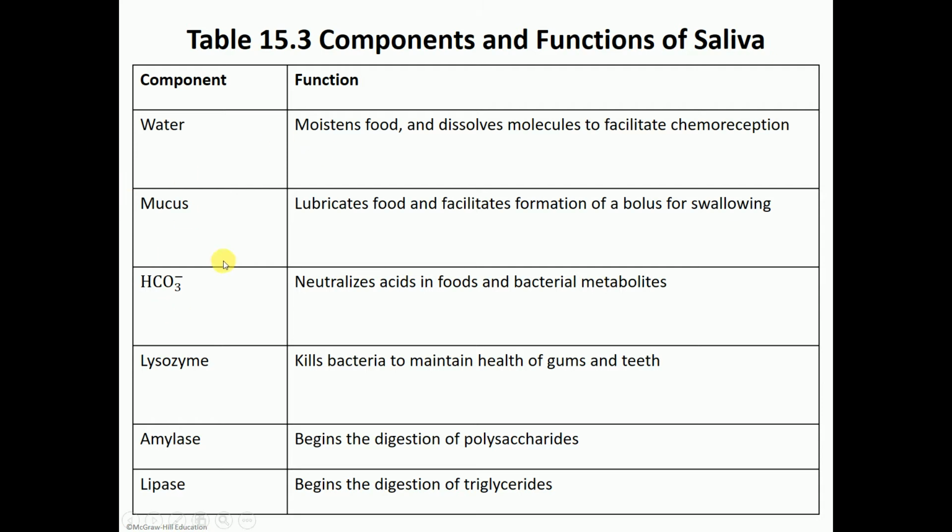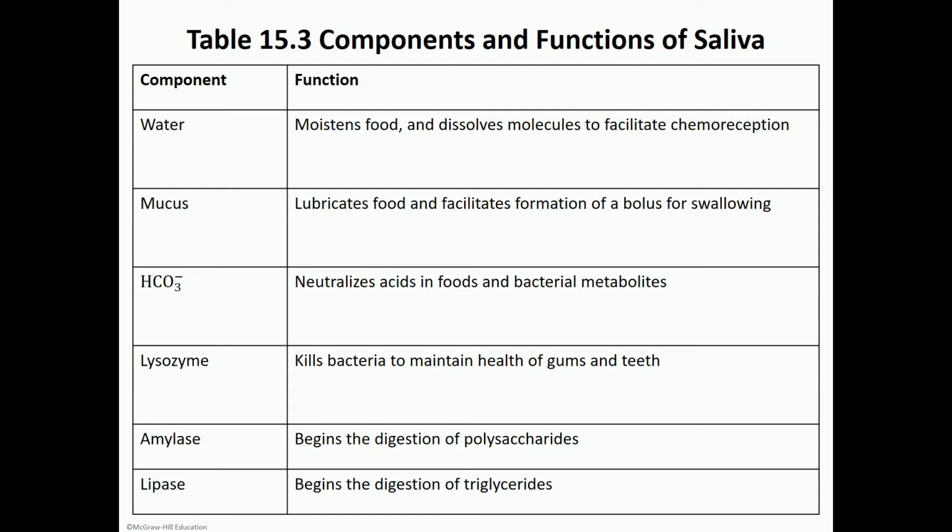Saliva also has bicarbonate ions, and that helps to neutralize some of the acidity in food, and it also neutralizes the acid coming out of the bacteria that is usually found within the oral cavity. Saliva has lysozymes, which is an enzyme that helps in killing bacteria to maintain healthy gums and teeth.